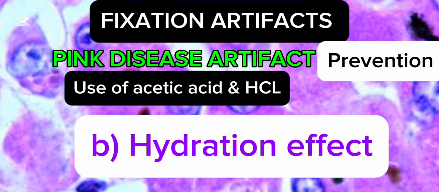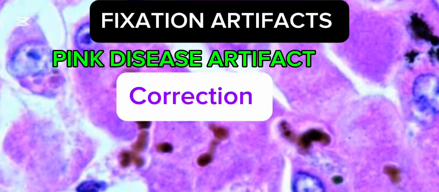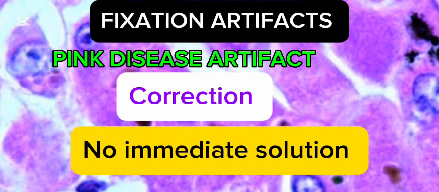Number 2, hydration effect. Acetic acid and HCl enhance the dehydration process by ensuring proteins and other cellular materials do not cross-link or coagulate abnormally due to unfavorable pH conditions, preserving tissue integrity. Acidified ethanol ensures that tissue morphology and chemical properties remain intact, minimizing the risk of artifacts that could interfere with microscopic evaluation. Correction in case these pigments have been formed.